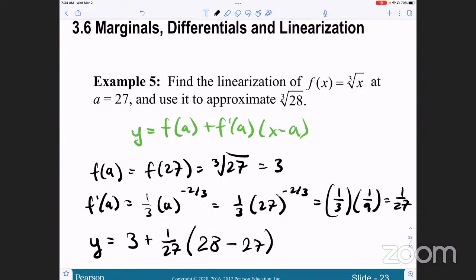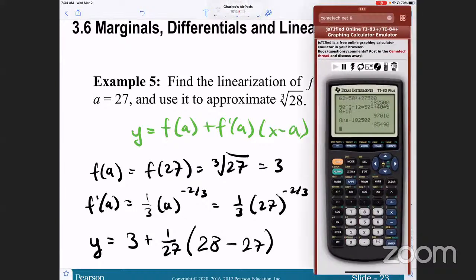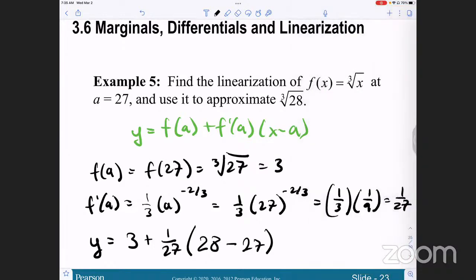Hey Siri, what's 1 divided by 27? 1 divided by 27 is about 0.03703. So 1 divided by 27, I'm going to do 0.037 bar. All right.